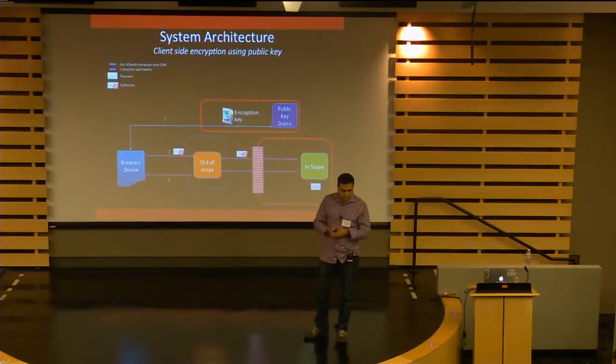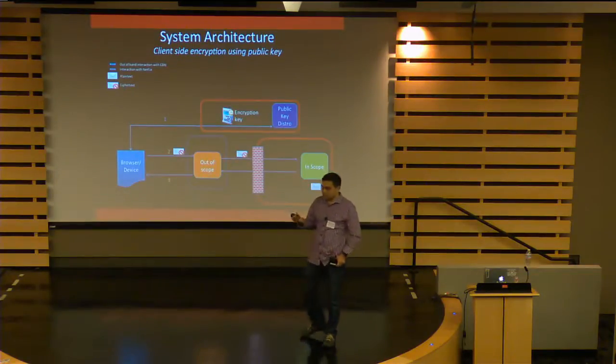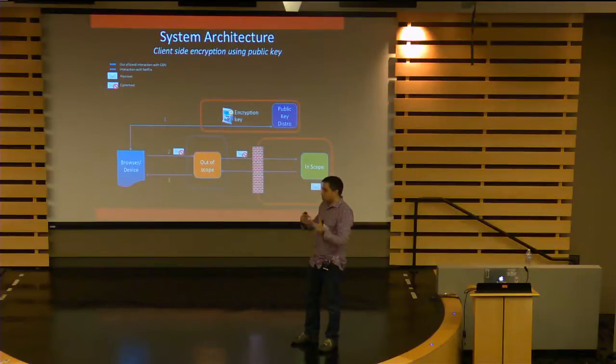But this is kind of a high-level architecture of how the whole system works. Essentially, it boils down to clients encrypting the credit card information and putting it into a secure blob. And they would encrypt it by downloading a public key from a public key distribution system, which was a PCI compliant CDN in this case.